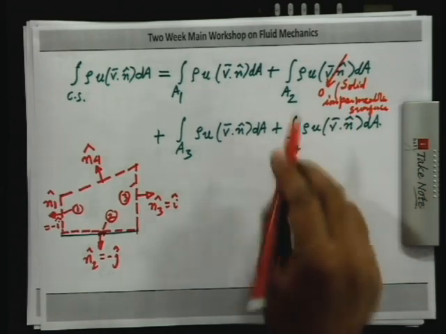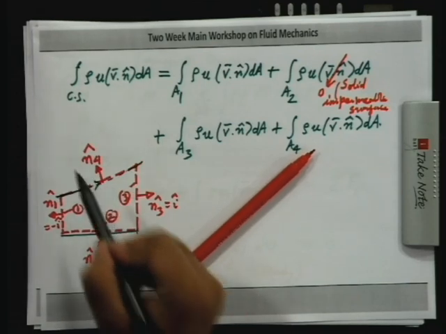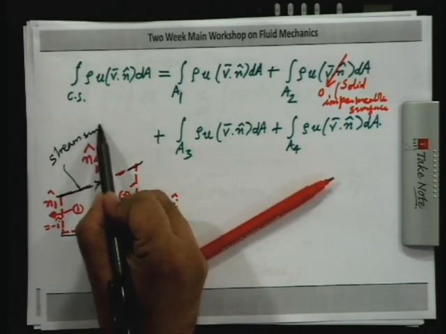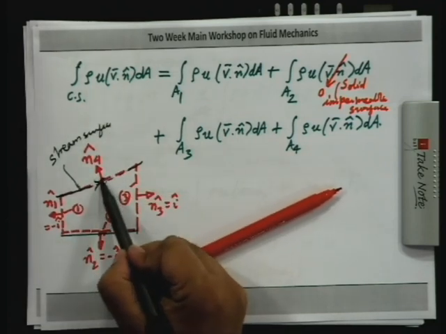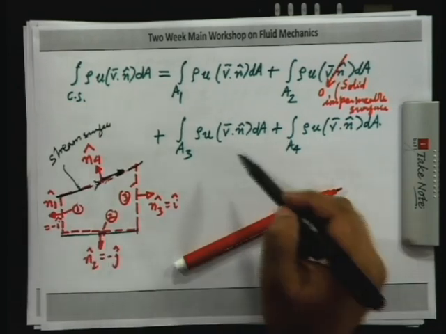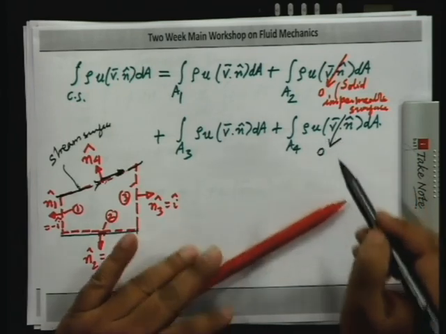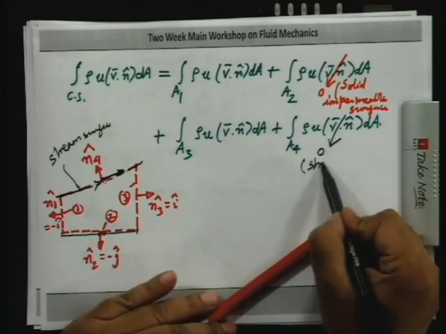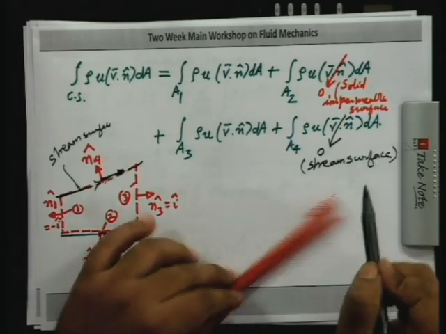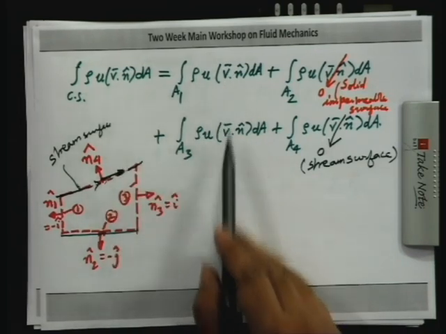Now, similarly, if you say that this surface is a stream surface, then at any point the velocity vector is going to be tangent to it and that is going to be perpendicular to the normal vector. So, this quantity here is going to be 0 because it is a stream surface. So, when you find the net flux of x momentum through the control volume, you see that only these 2 integrals are going to contribute.